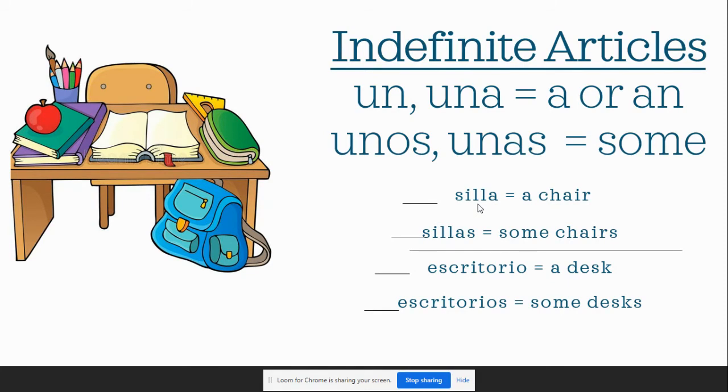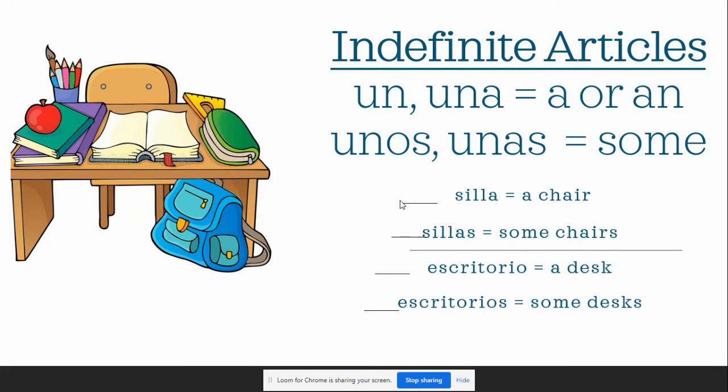Well, I have to find my indefinite article to do that. Silla is singular and silla is feminine. So that points me to una to express my indefinite article. So let me put that in front of the word. All right. So I would say una silla to express a chair.